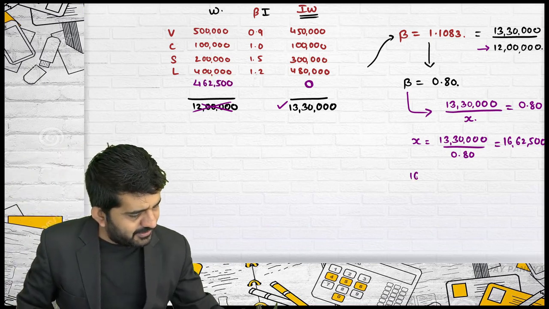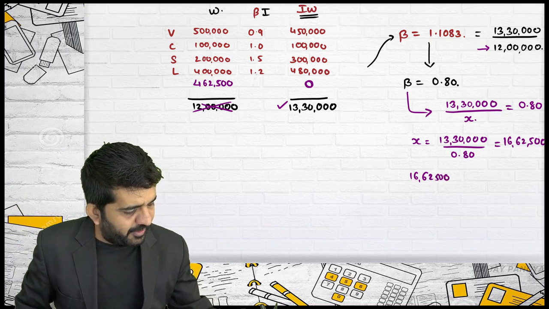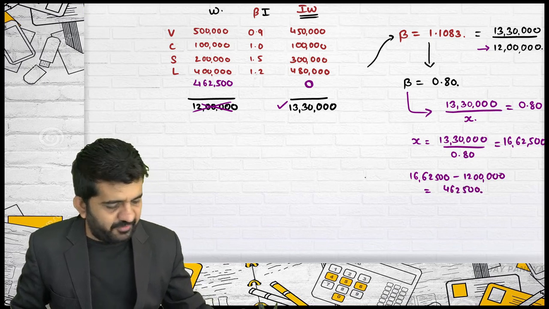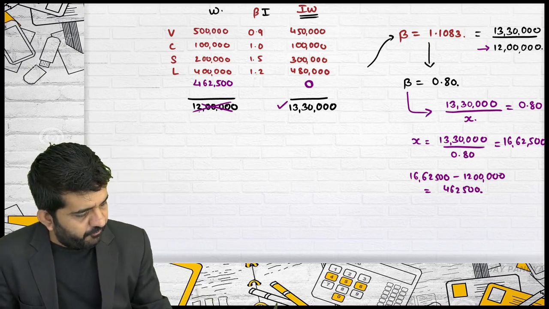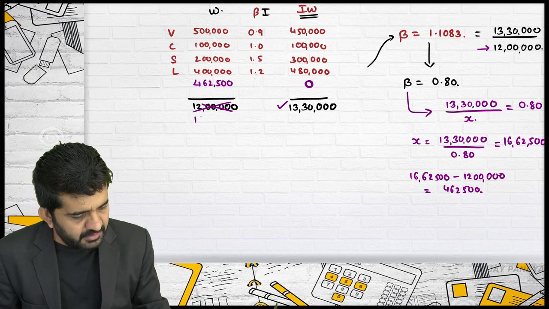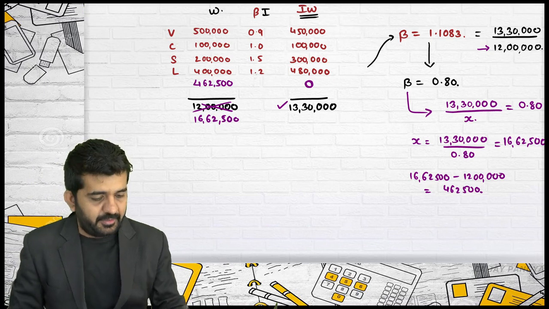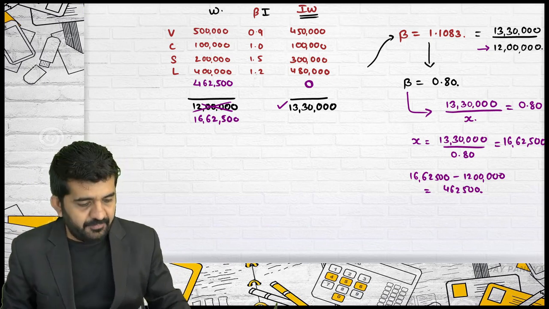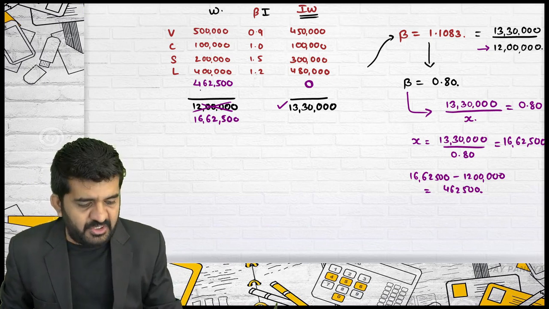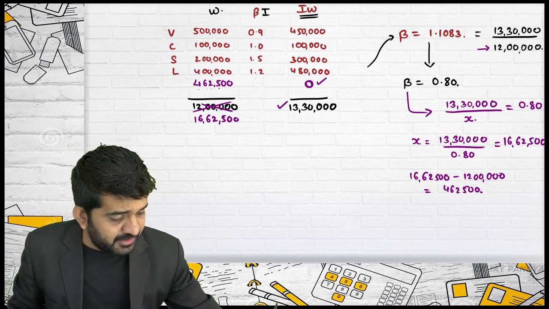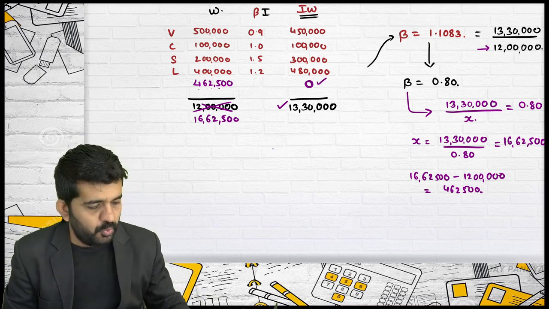So if I write down 4,62,500, that is 16,62,500 minus 12 lakhs, which is 4,62,500. This figure will become 16,62,500. Is it alright? And understand, if I invest 4,62,500, I want this answer as 0.